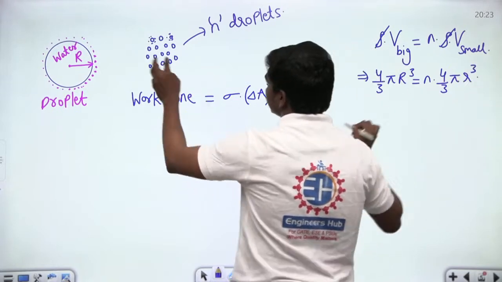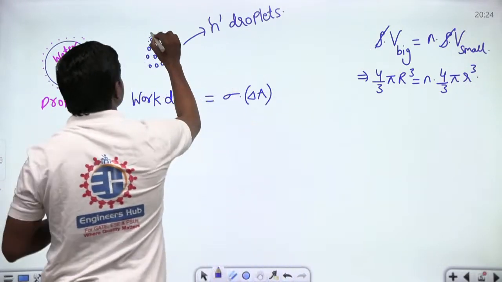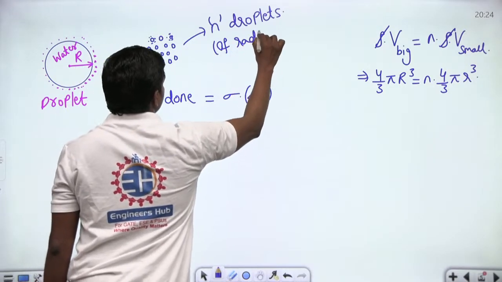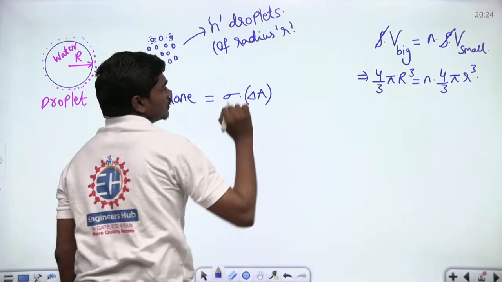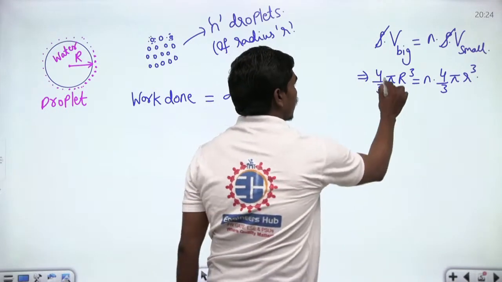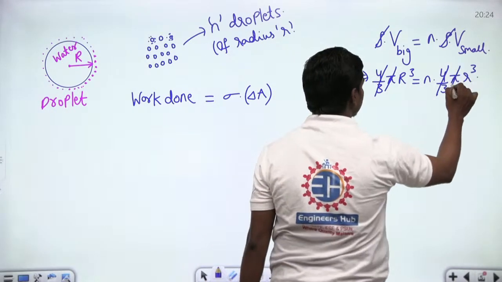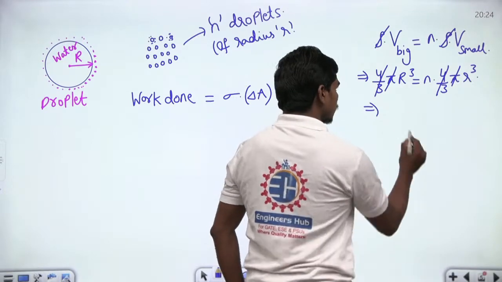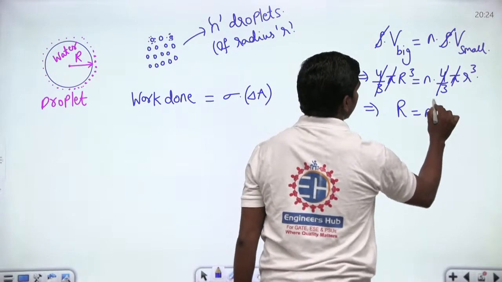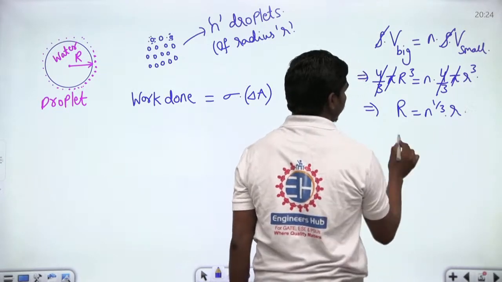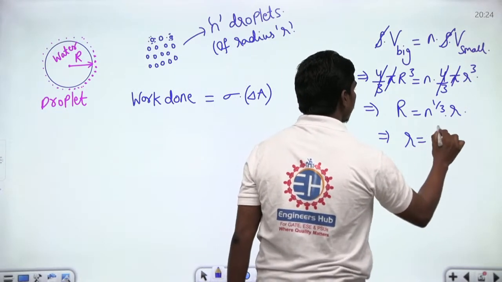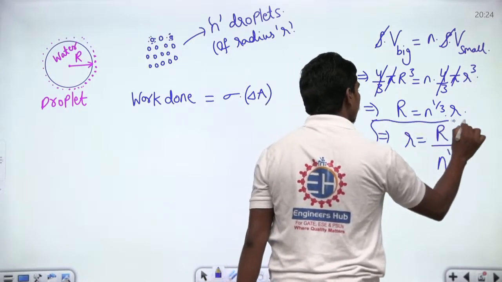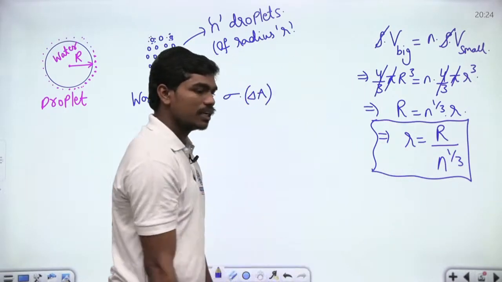This means if every big droplet is split into n smaller droplets of radius r, then this equation should be valid. And 4/3 pi, if you cancel on both sides, you have capital R equal to n power 1/3 into r. This is what we can write here. Or else small r is equal to R divided by n power 1/3. This is the radius of each small droplet that gets split up, correct?